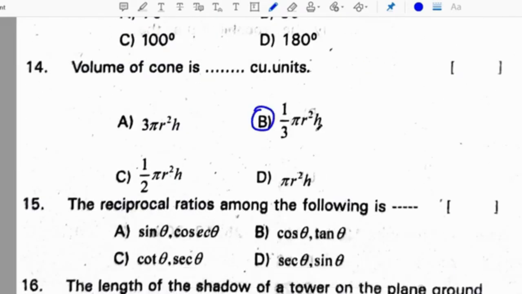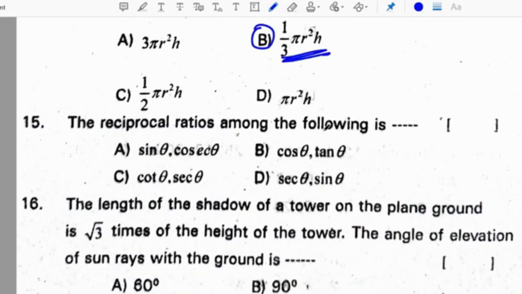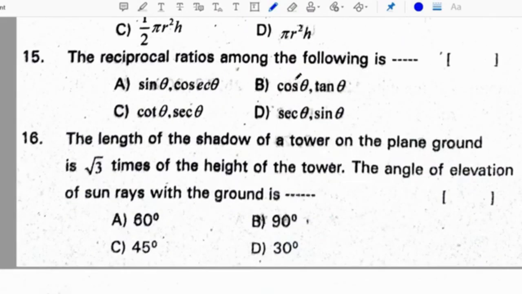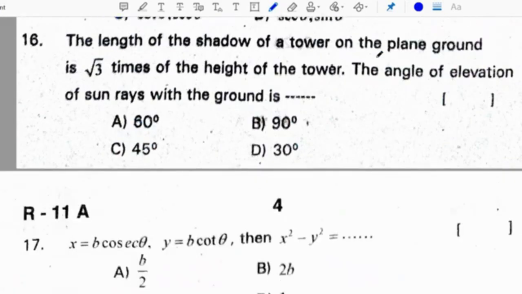Volume of cone is given by the formula 1 by 3 pi r square h. The reciprocal ratios among the following is sin theta and cosecant theta. Sin theta is 1 by cosecant theta, cosecant theta is 1 by sin theta. They are reciprocal to each other.